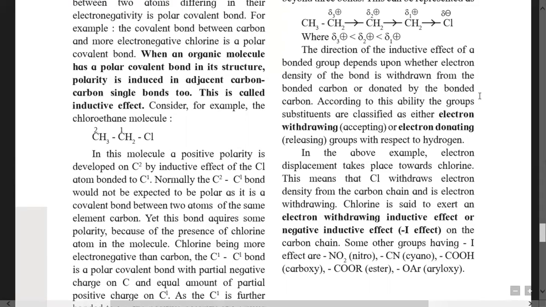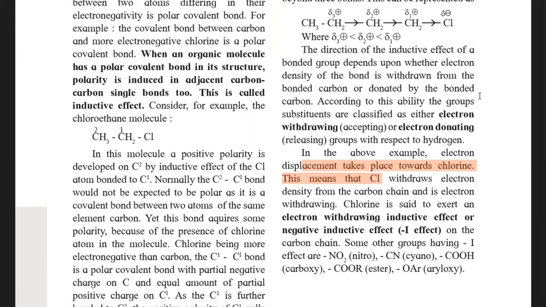In the above example, electron displacement takes place towards chlorine. This means that chlorine withdraws electron density from the carbon chain, and chlorine is electron withdrawing, and therefore an electron withdrawing inductive effect is observed due to the chlorine atom. That is called a negative inductive effect, or minus I effect.